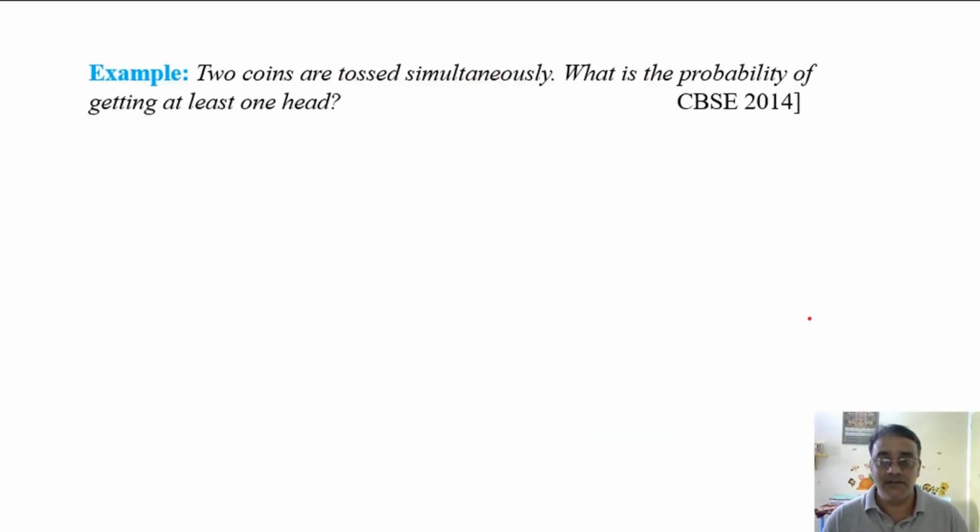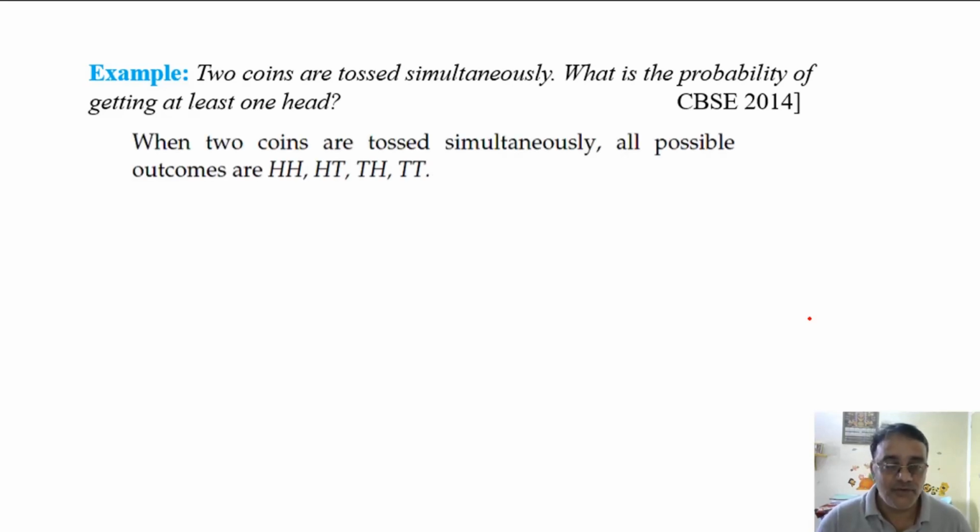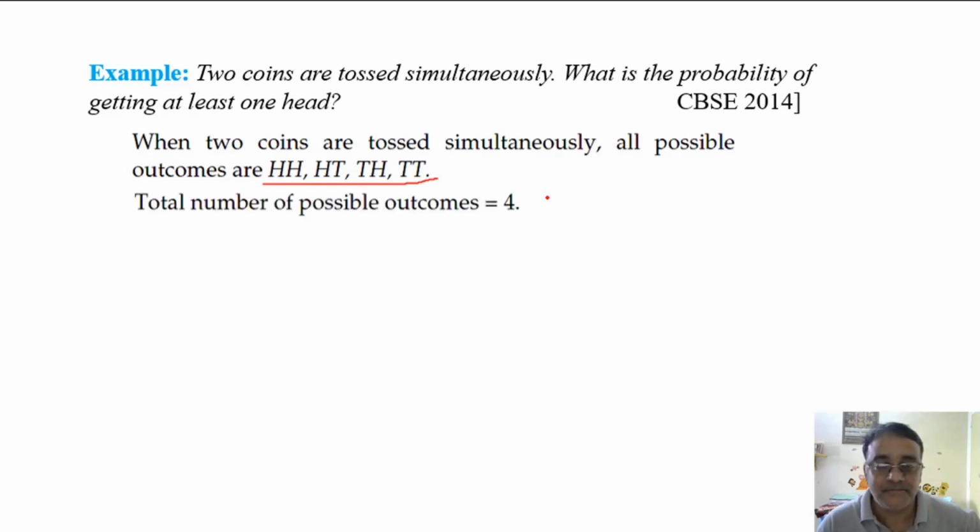This is a board question only. Two coins are tossed simultaneously. What is the probability of getting at least one head? So first of all, when two coins are tossed, all possible outcomes are HH, HT, TH, TT. That is, the total number of possible outcomes is 4. Now in how many outcomes are we getting at least one head?